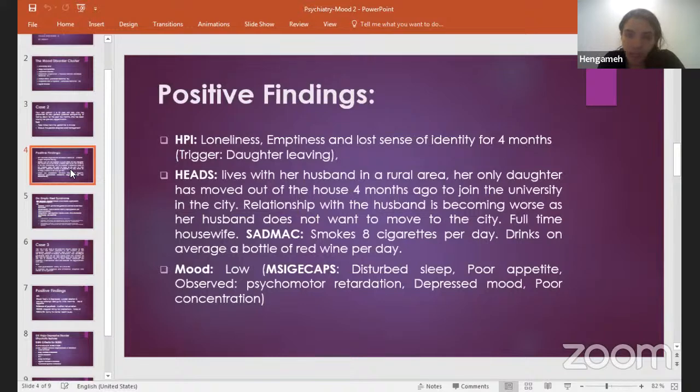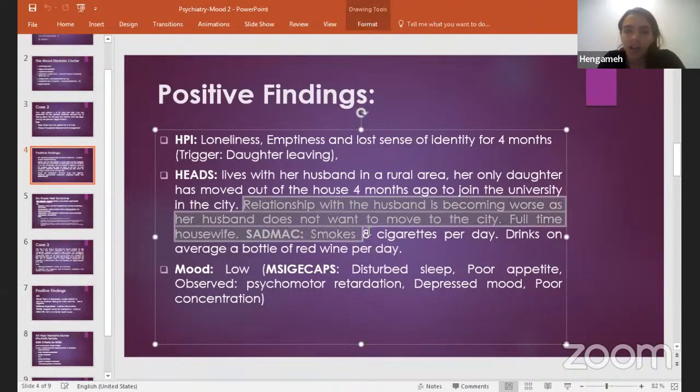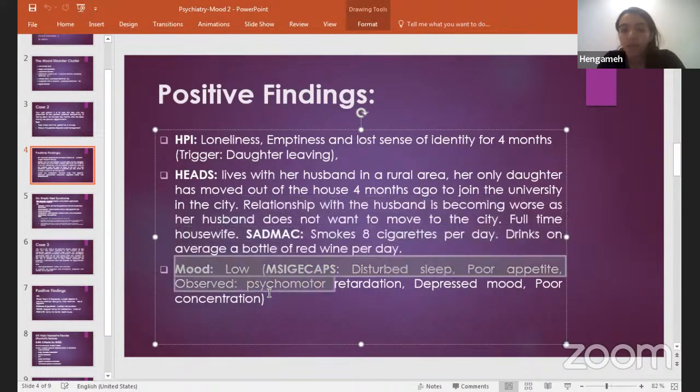So in this case, there's loneliness, feeling empty, losing sense of identity for 4 months after daughter leaving. You extracted all this. And lives with husband in a rural area. I explained all this and you extracted all this. I didn't tell the smoking, but I did mention the drinking, which you did ask about dependence. That's good. And then we have the mood, which you said it's low, and you asked all the relevant questions.